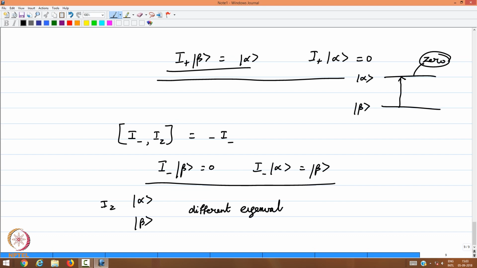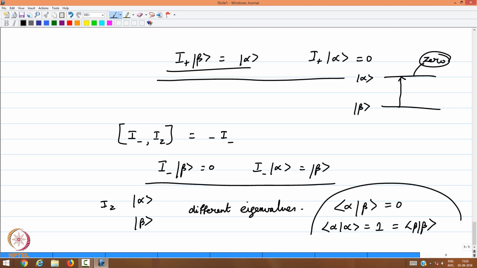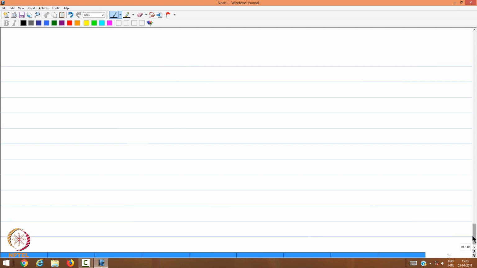Therefore, the states are orthogonal to each other. Alpha on beta is equal to 0. The states are normalizable, and therefore, we will use only those normalized states, namely alpha, alpha is 1, and that is equal to beta, beta. Okay. So, this is the orthogonality property of the eigenfunctions of the Iz operator, and the states are such that the action of I plus and minus operators on alpha or beta is what you have already seen.